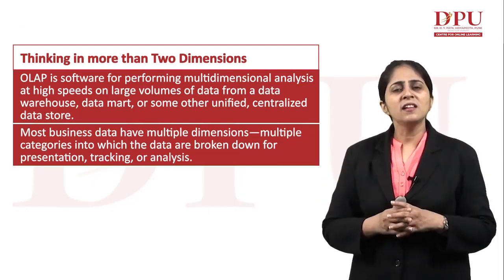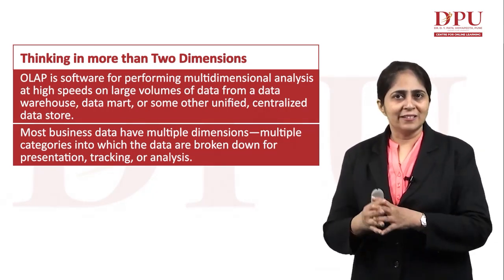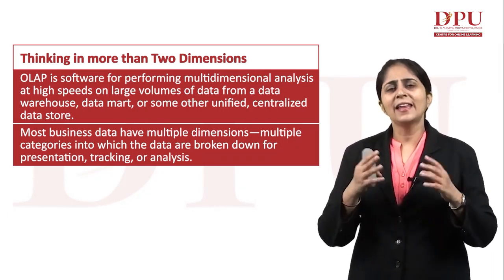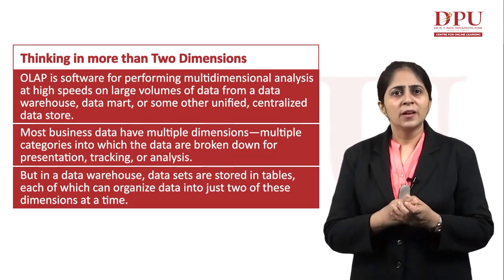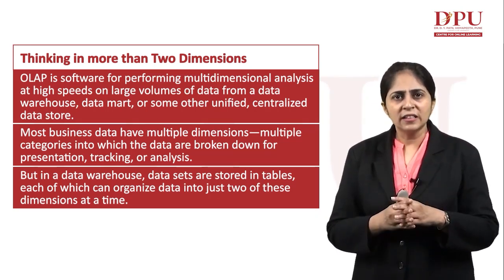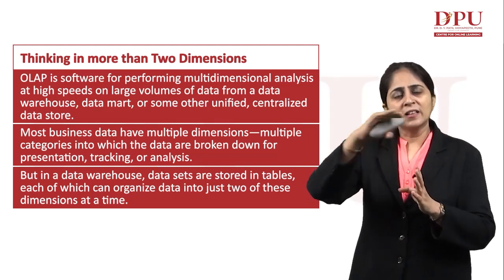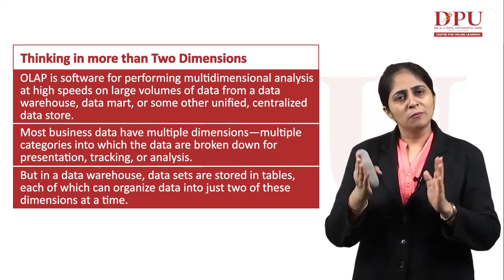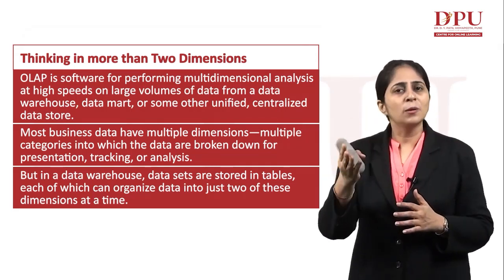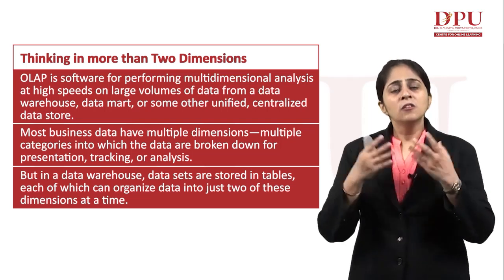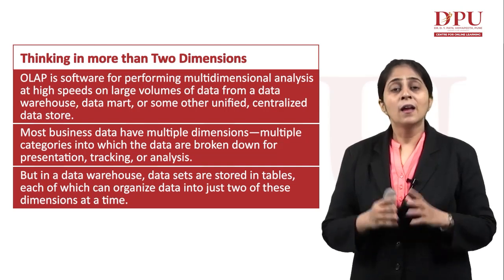For analyzing this data from different dimensions, we make use of online analytical processing software. In a data warehouse, the data sets are stored in tables, each of which can organize the data into just two of these dimensions at a time. If we want to analyze a table, we can store the data only in two dimensions: one row-wise and one column-wise. So at a time in a data warehouse, we can analyze the data on the basis of only two dimensions.